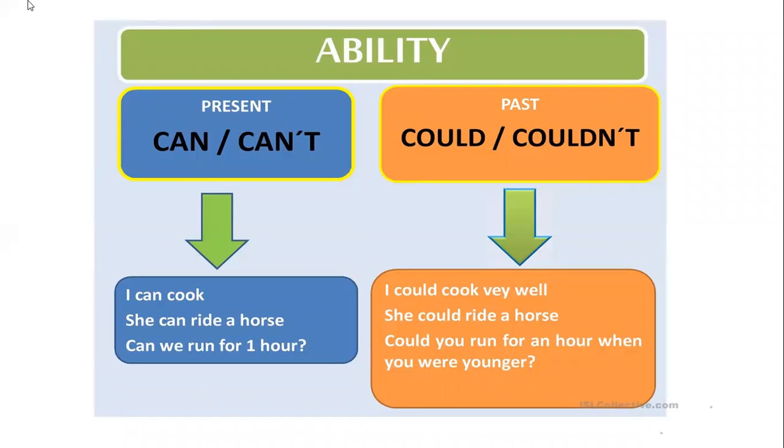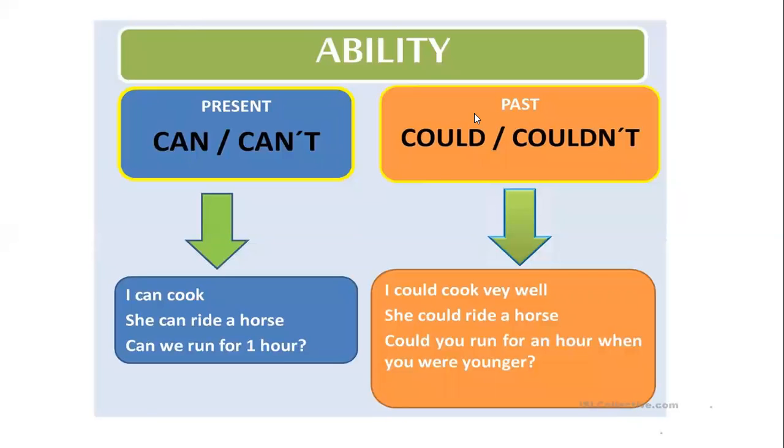Okay, so as you know, we were talking about the use of can, can't, could, and couldn't. There is a big difference between can and can't, could and couldn't. This is for ability. Karen Mendez, can you help me to read the present can and can't? Esto es solo un review el que vamos a hacer ahorita.